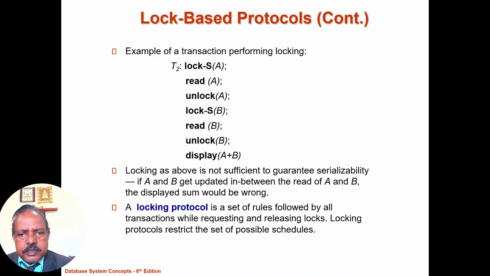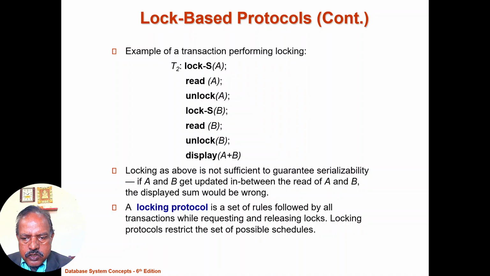Now let us study in detail the lock-based protocols. Suppose I'm going for a transaction T2, where I take a shared lock on data item A. A shared lock means I can only read, so I read A, then I unlock A because I have already read it. Then I take a shared lock on data item B, I read it, I unlock B, and I go for displaying A plus B, right? So this is what we are doing in the lock-based protocols.